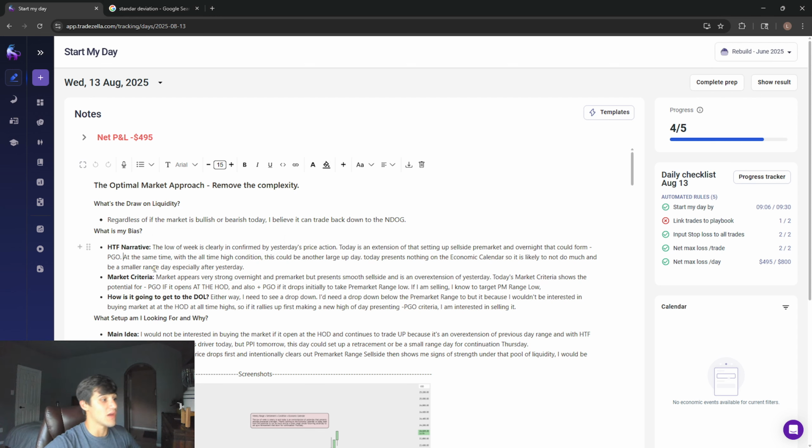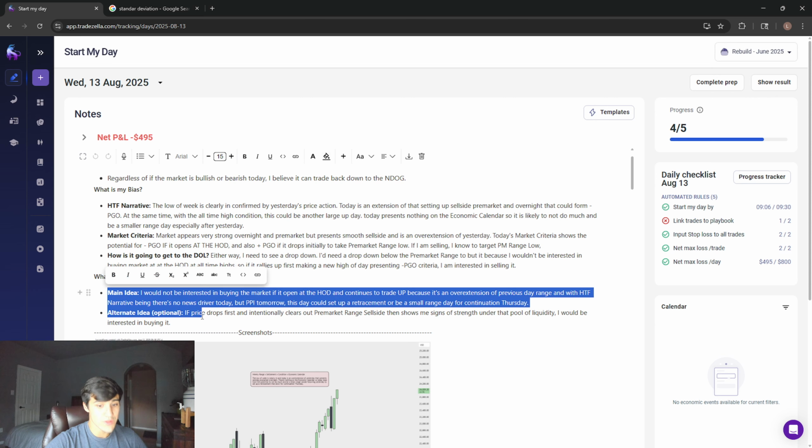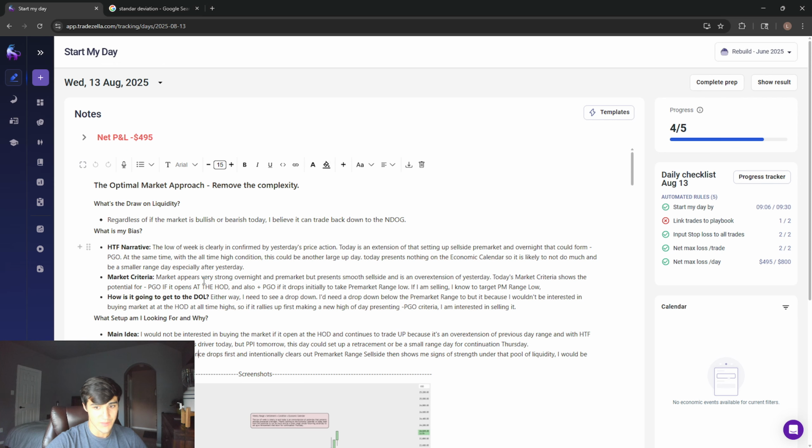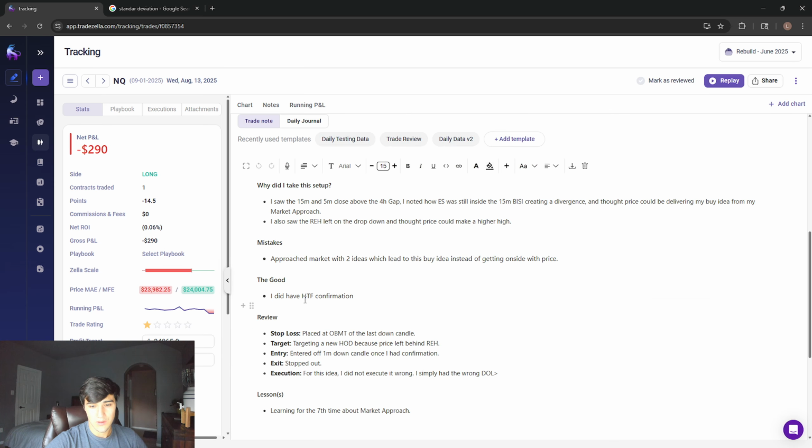This means that, yeah, I see this idea could play out, but at the same time, I also think this idea could play out. At the same time, with all-time high condition, this could be another large update. Today presents nothing on the economic calendar, so it's not likely to do much and be a smaller range day, especially after yesterday. So you can see right here that I have 2 different ideas that I'm looking for, and how does that affect my decision-making intraday? Well, let's go to the losing trade. And let's see, approach market with 2 ideas, which led to this buy instead of getting onside with price. There you go. This is a C day.